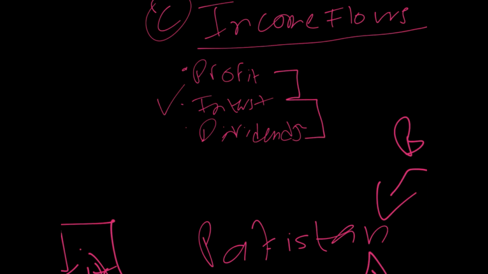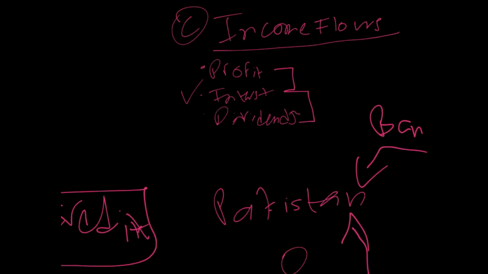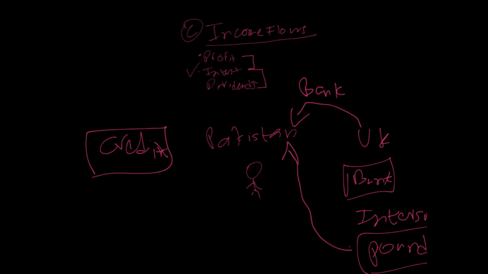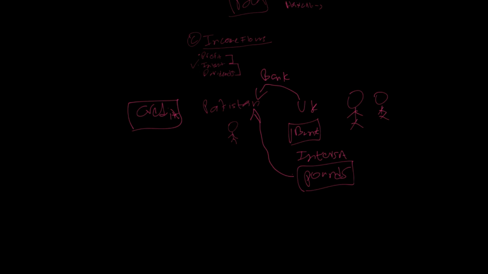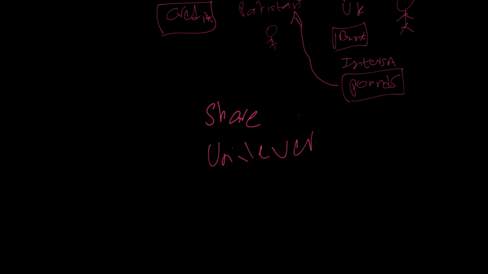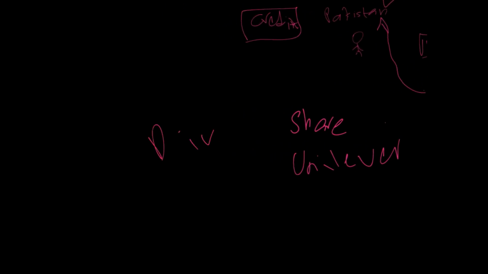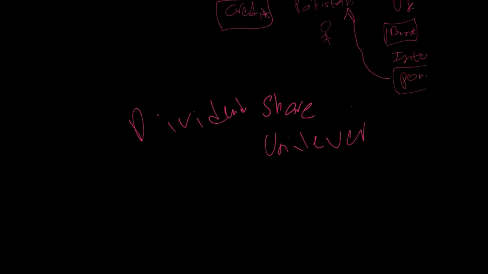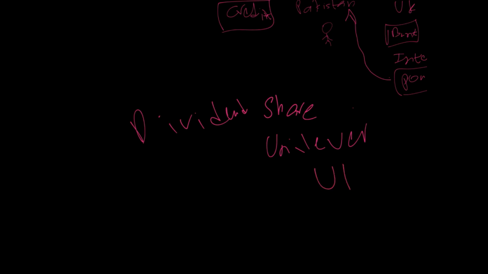Just like that, we have dividends as well. For example, let's simplify the example: if someone from Pakistan bought a share in the UK in some company, let's say Unilever, then as they bought the share, obviously you earn a dividend on the share, right? Because that's the purpose of a share. You earn a certain percentage, which is known as a dividend. This company Unilever is in the UK, right?